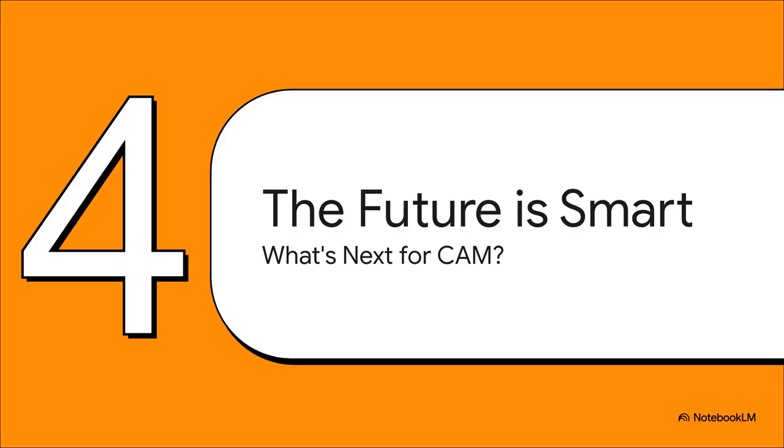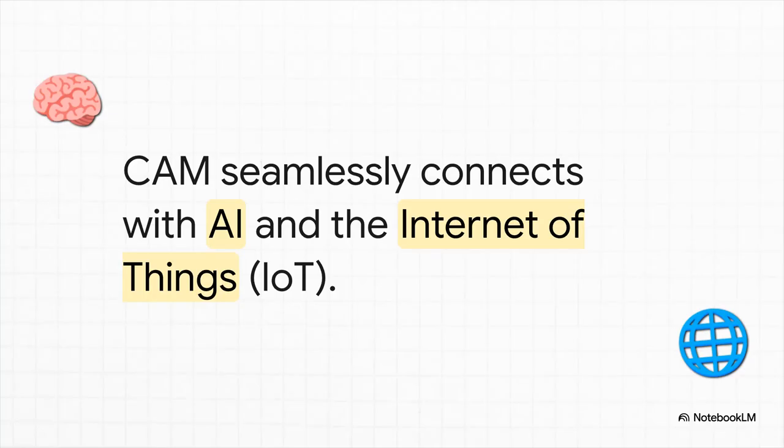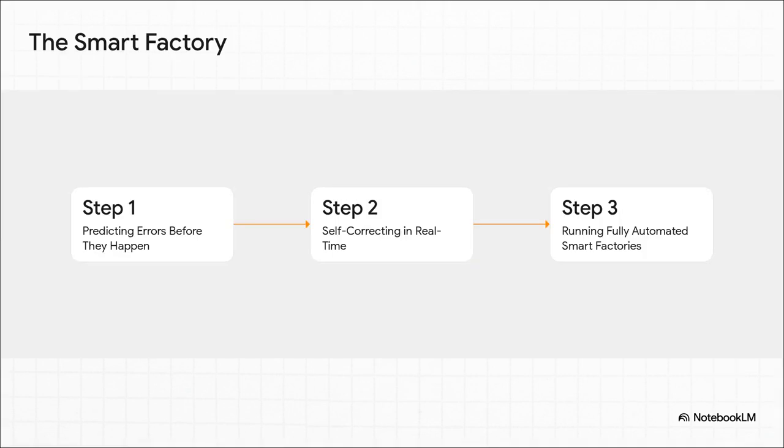So we've seen what CAM does today, which is already pretty amazing. But what about tomorrow? Where is this all going? Well, the future of how we make things is about to get a whole lot smarter. You see, CAM is a cornerstone of this big idea called Industry 4.0, or the Fourth Industrial Revolution. It's being combined with other powerful tech, like artificial intelligence and the Internet of Things. What this creates is a smart network where machines can actually talk to each other and even start making decisions for themselves.